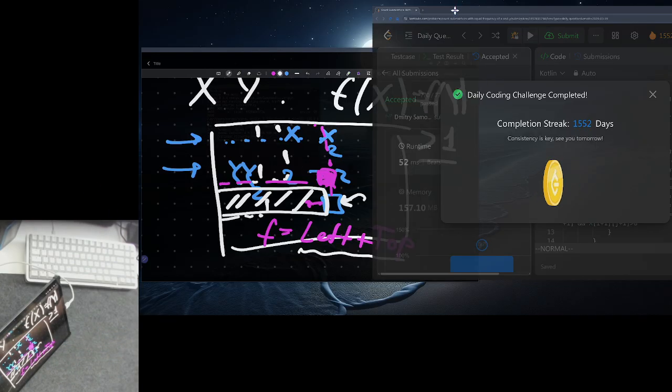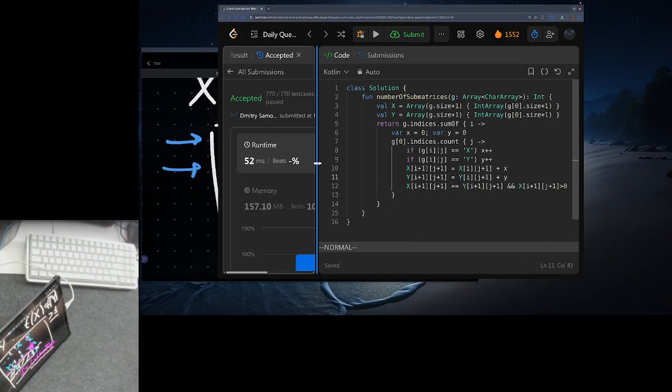Now let's look at the answer. So this was my accepted code. I use two separate arrays and just as I described, increment values x and y. The x and y are a row running sum. I also use this size +1, but it is not necessary because I actually reference them. So, but this one is not necessary because I don't reference to the left.